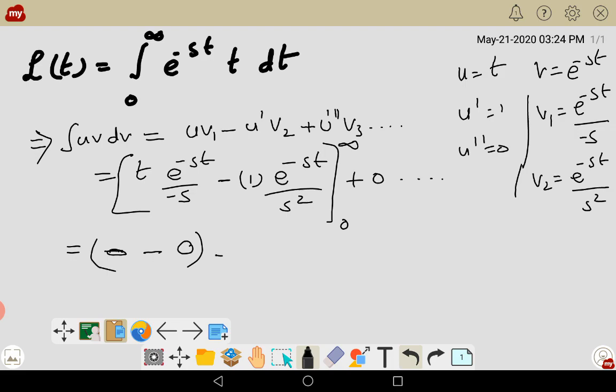For upper limit you will get nothing, isn't it? And lower limit minus t is 0, everything will be 0, minus t is 0 here, e raised to 0 is 1 over s square. So the answer is negative, negative, positive 1 over s square. Laplace of t power 1 is 1 over s square.